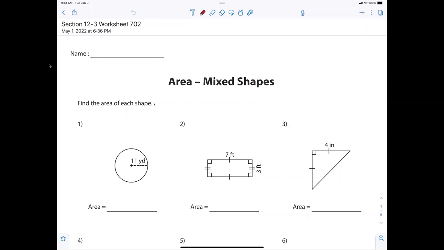Okay, so here we go. Just a quick little review. So please do me a favor. First, you need a calculator. Then I need you to write down the different formulas here. All right, so number one.